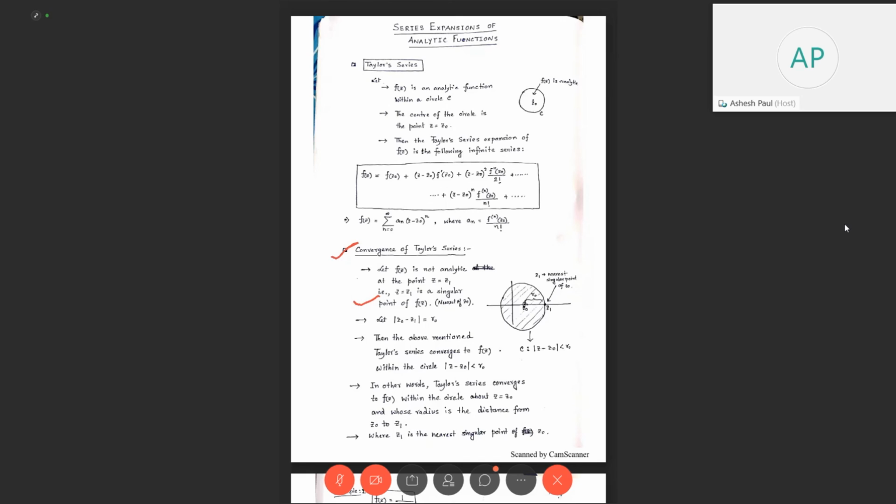Then the above mentioned Taylor series about the point z0 converges to f(z) within the circle mod z minus z0 is less than r0. In other words, the Taylor series converges to f(z) within the circle about the point z equal to z0 and whose radius is the distance from z0 to z1, where z1 is the nearest singular point of z0.